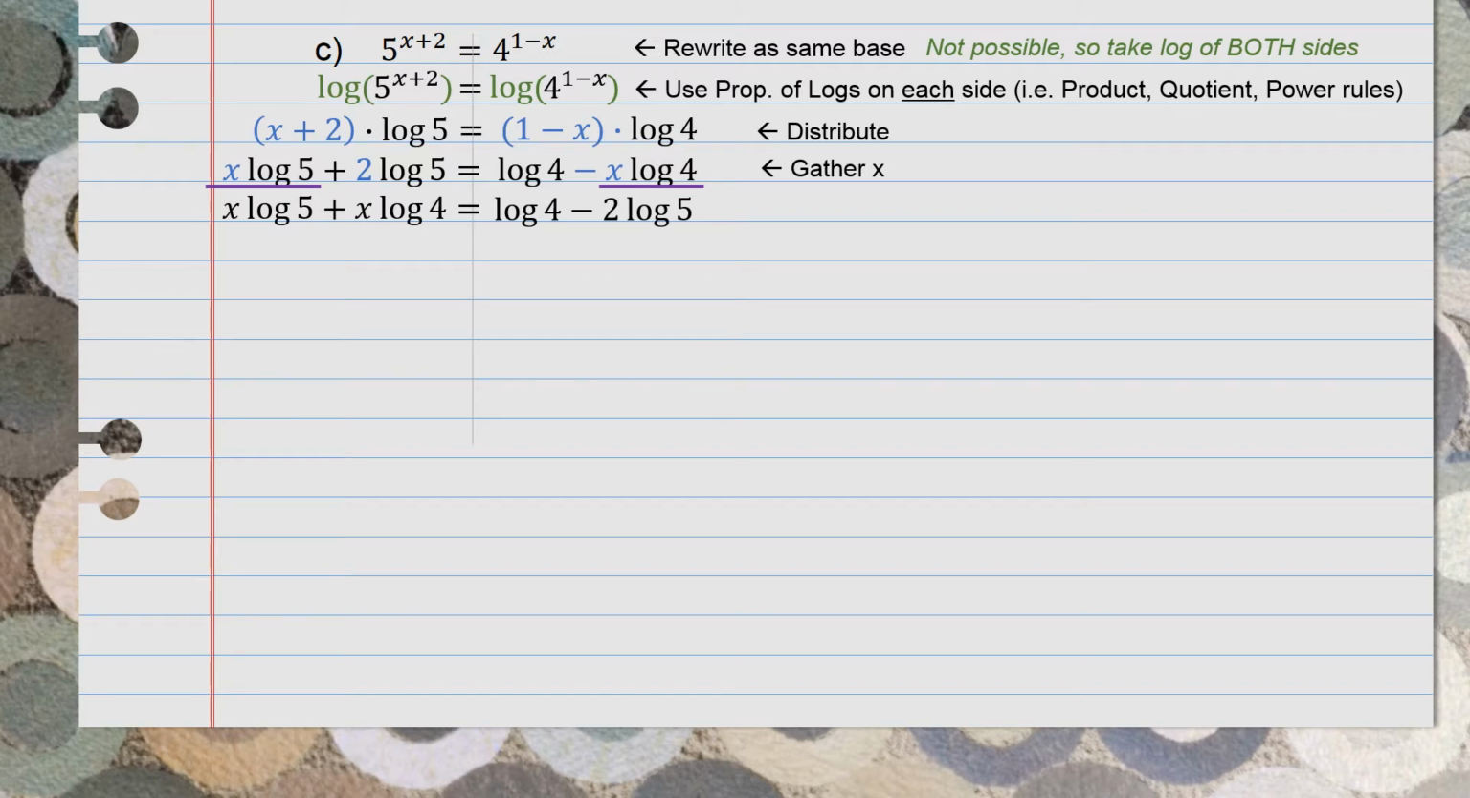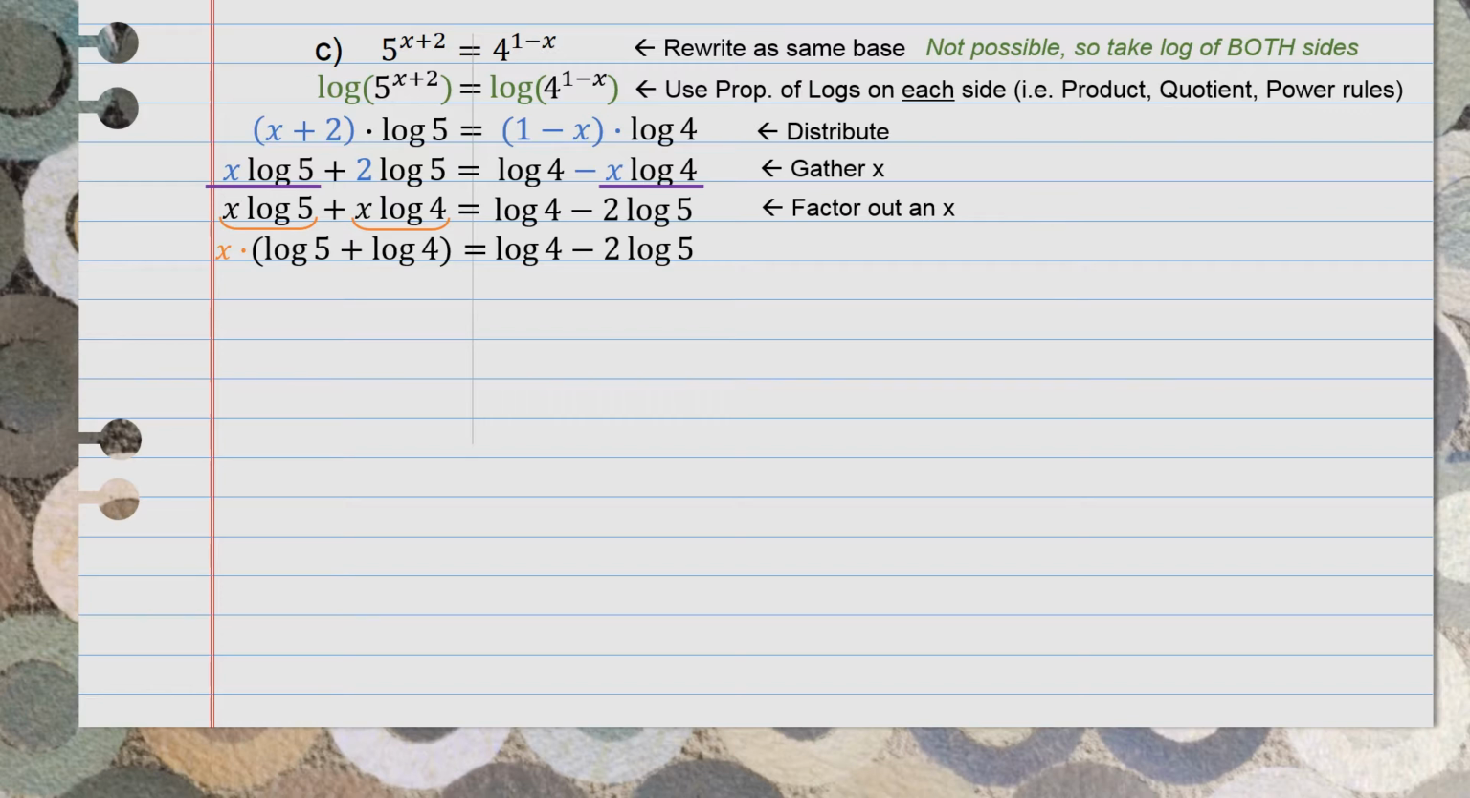So I've now gathered my x terms on the left side, but the problem is x is still in two different locations. I want it in one location. So on the left side, how many terms do you see? Well, we have 1 and 2. Notice both terms contain an x, which means I can factor out the x. If I factor out the x, that would leave me with two terms being log 5 plus log 4. And then everything on the right side remains the same.